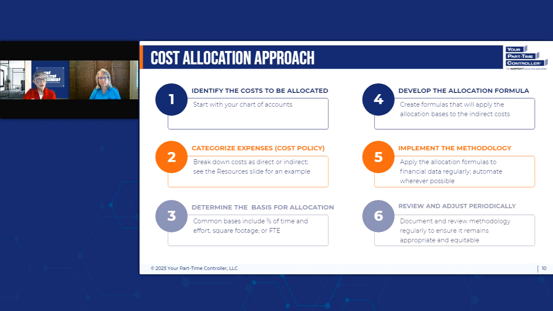And then review what you've developed periodically. As your programs expand, contract, or change, you may need to adjust the allocation bases or formulas periodically. Review the cost allocation methodology regularly, at least once a year, to make sure it remains appropriate and makes sense for your organization. And this is also the hardest part of developing an allocation plan or a NICRA. There's really no one right way to do it. It involves a lot of judgment.